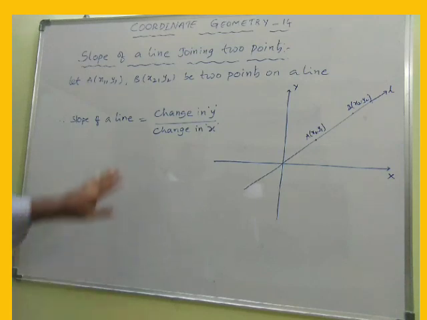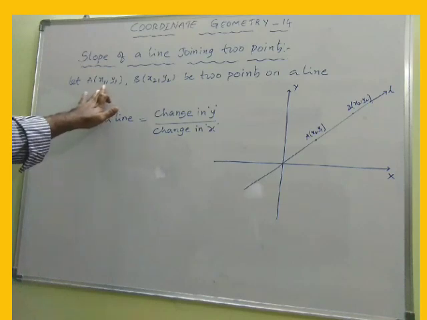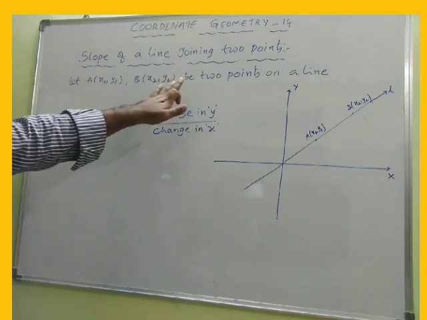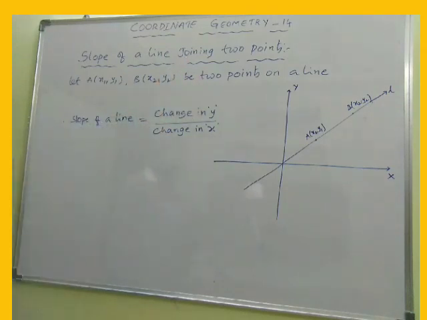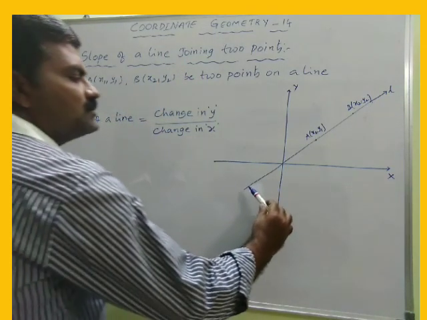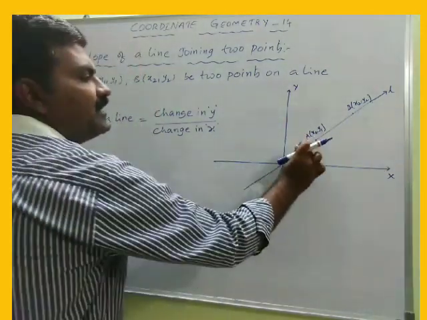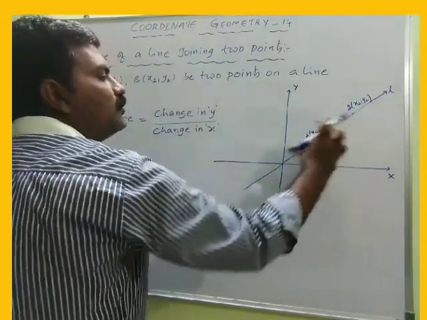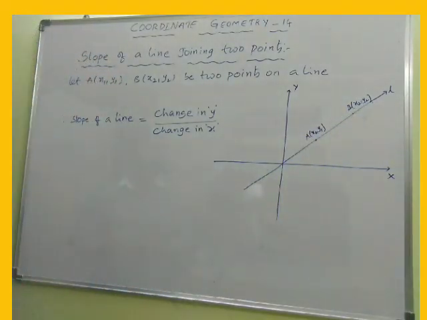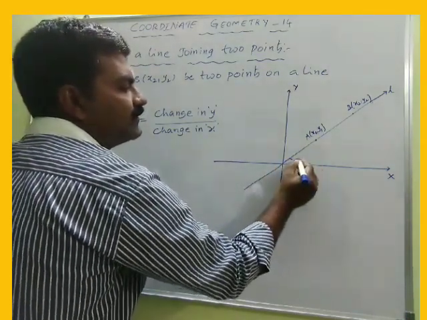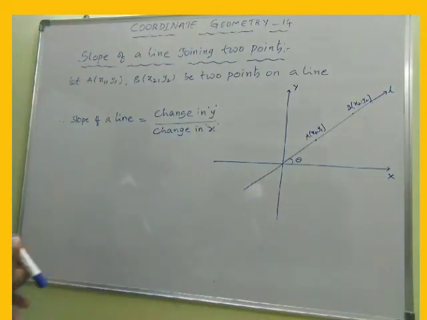Let me consider capital A (x1, y1) and capital B (x2, y2) to be two points on a line. Let us assume that this is the line, say L, and capital A and capital B are any two points on this line. Now we want to find the slope of this line, isn't it?